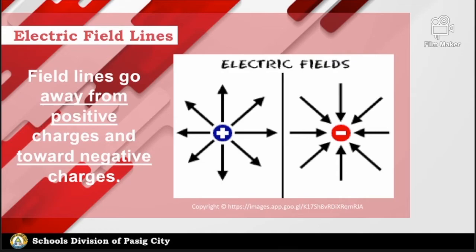Field lines go away from positive and move towards negative charges as shown in the illustration. We can also say that the electric field of a positively charged particle is away, while the electric field of a negatively charged particle is towards the charge.